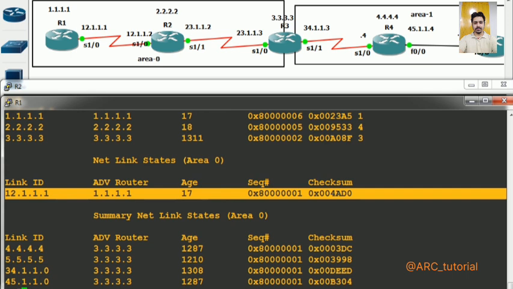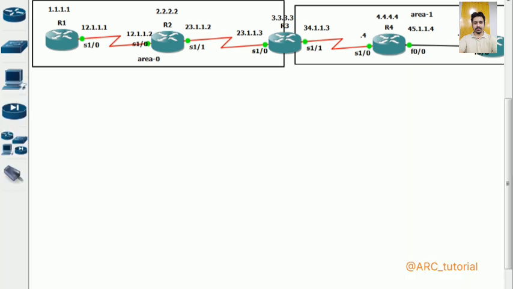Have you understood it now? In this case, they are electing DR and BDR between R4 and R5. We know very well that we have only two routers on this Ethernet segment, so it is always a better idea to configure its network type as point to point. Otherwise, convergence time will be higher.